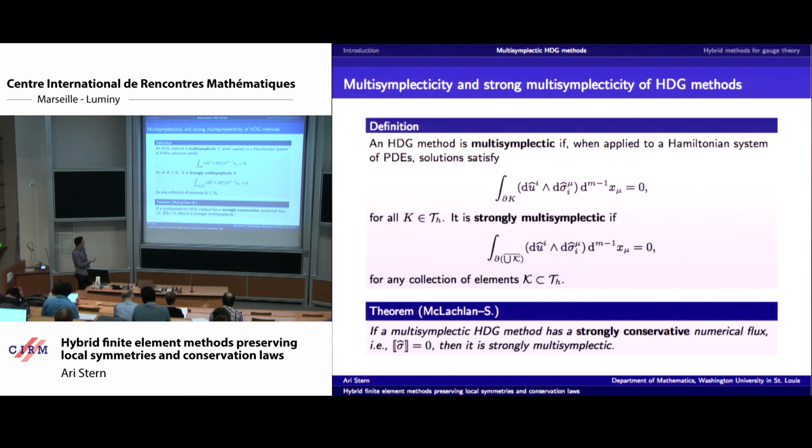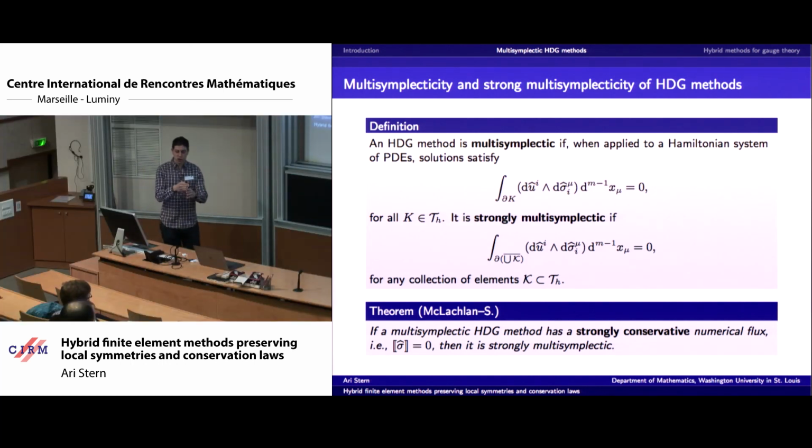So this condition is going to give you the fact that, right, if I add this up over several elements K, the contributions from any shared internal facets are going to vanish. Right, so then this will imply that if we have a strongly multisymplectic flux.